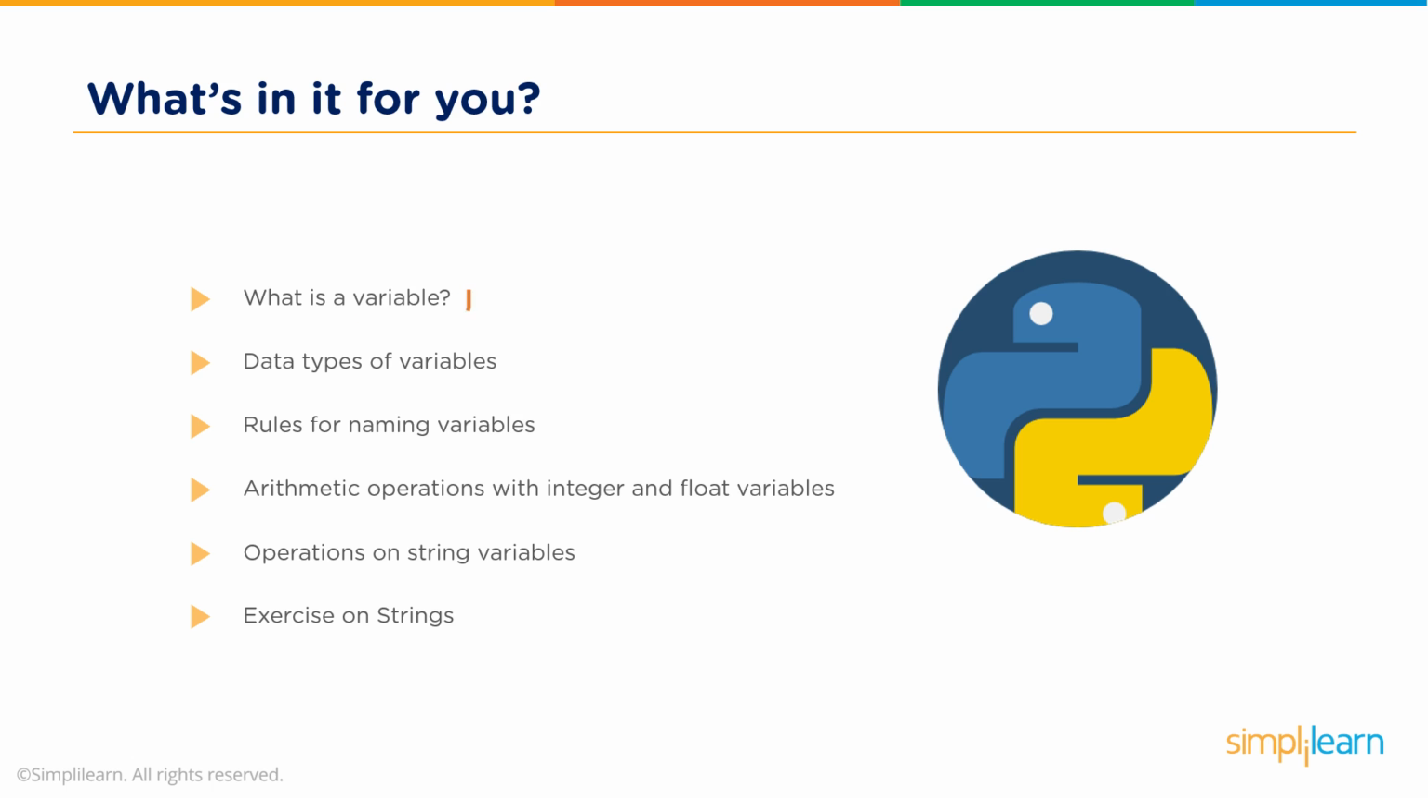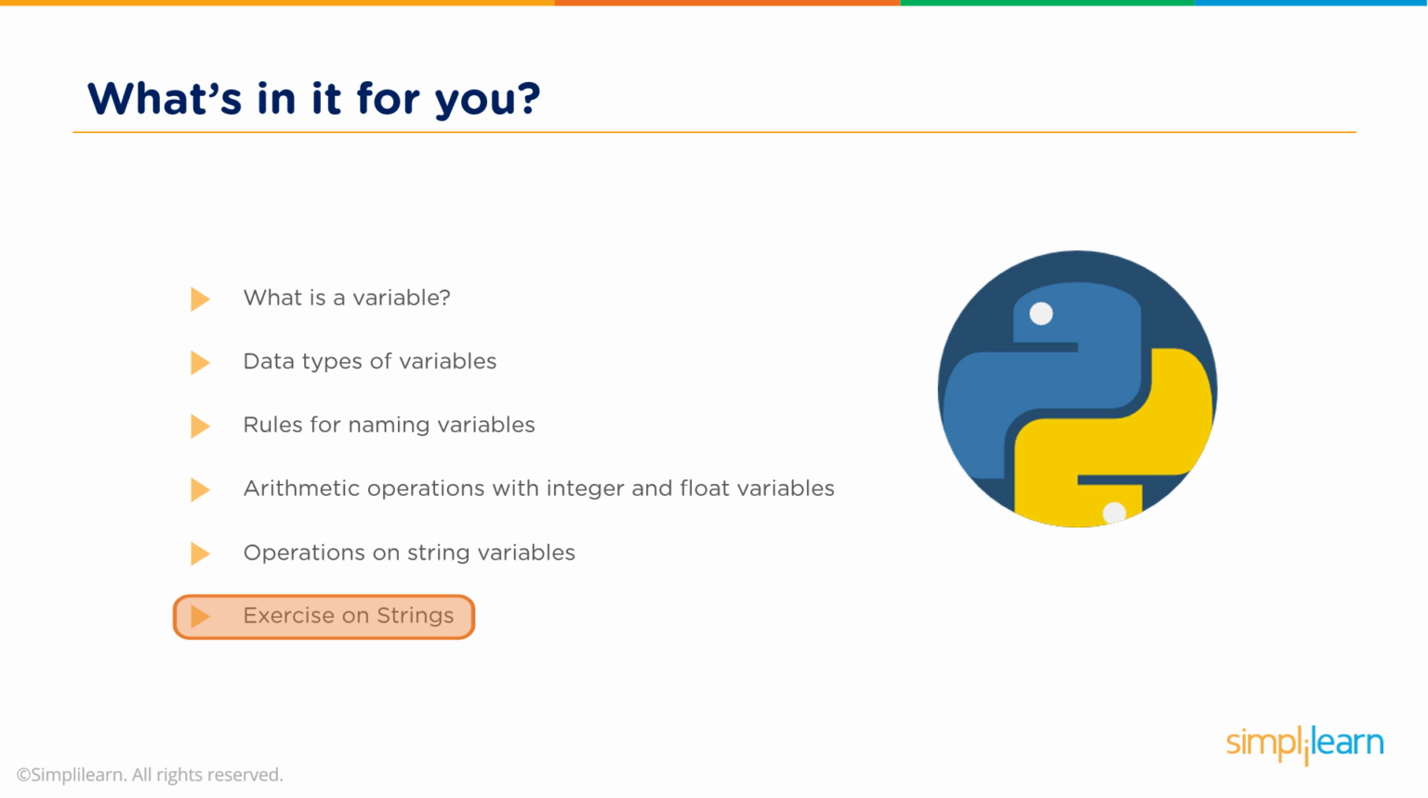Today I'll be taking you through one of the most basic topics in Python, variables. We'll have a look at what a variable is and then the various data types of variables. We'll also see the rules for naming these variables. After this, we'll check out some of the arithmetic operations we can perform on the integer and float type variables and the operations on the string type variables. And after this, we'll have a small exercise with strings. Also, stick on till the end for a short and fun quiz.